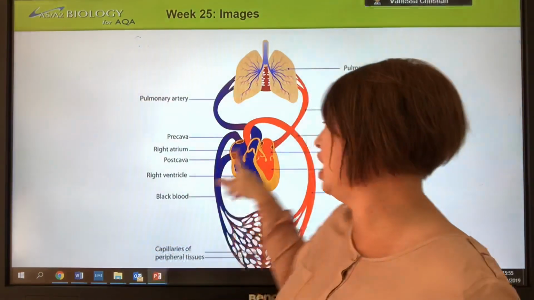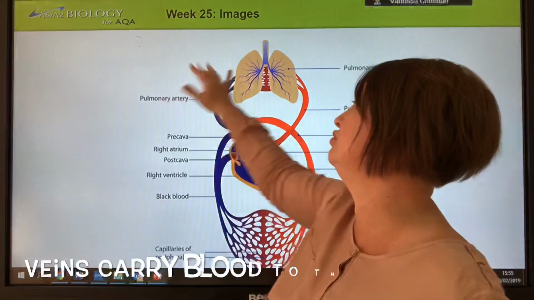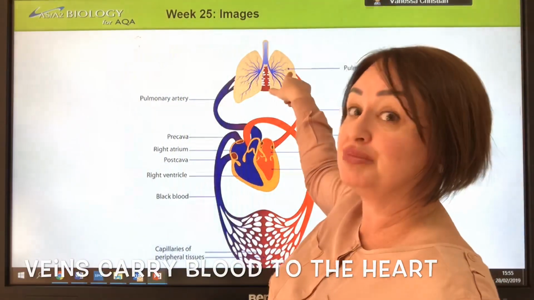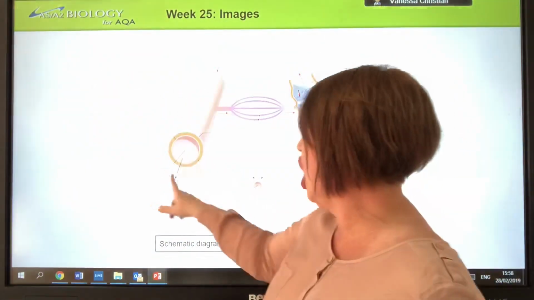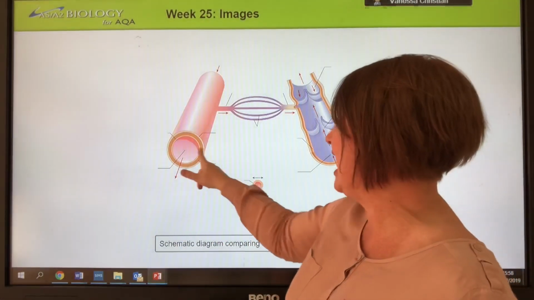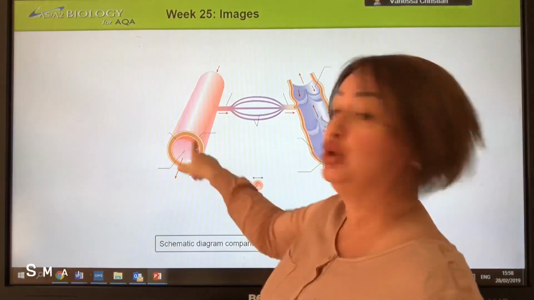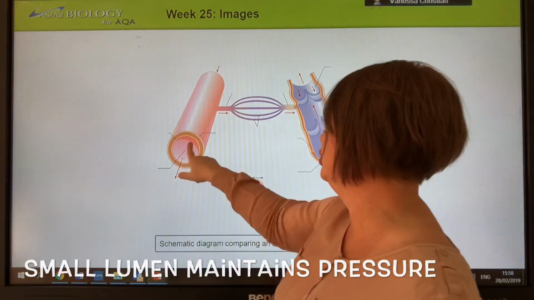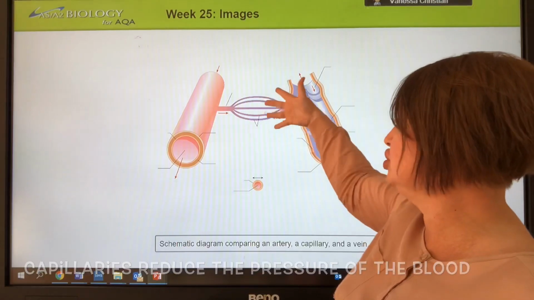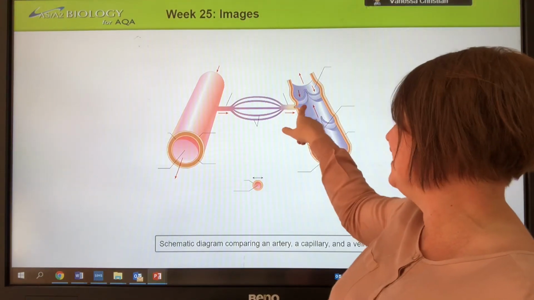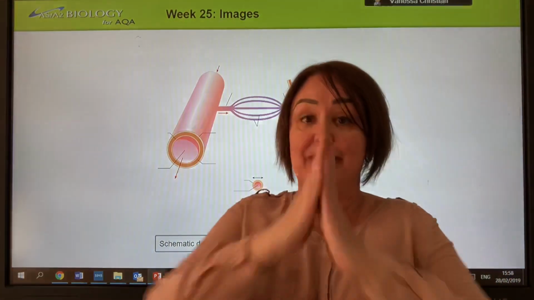We've got our pulmonary artery, because it comes out of the heart, going to the lungs, and we've got our pulmonary vein as it comes from the lungs to the heart. We can see straight away that the artery here has a much thicker elastic wall compared to the vein, and it's got a smaller lumen. It's not as clear on here, but it's got a smaller lumen. It feeds into the capillaries. This is where the pressure massively reduces, and then it goes into the veins. The veins have a much bigger lumen. They also have valves to prevent the backflow of blood.